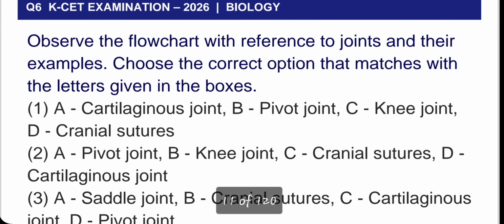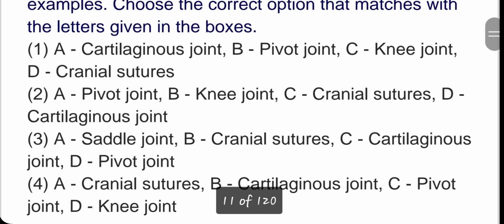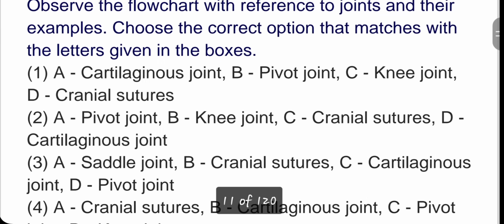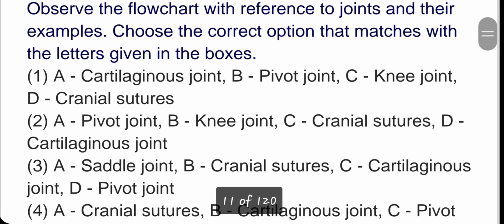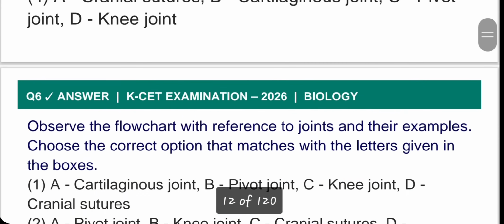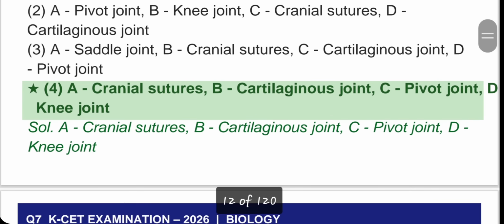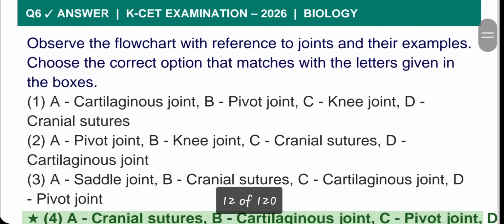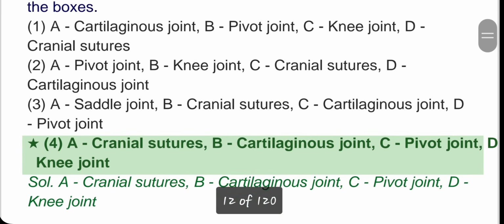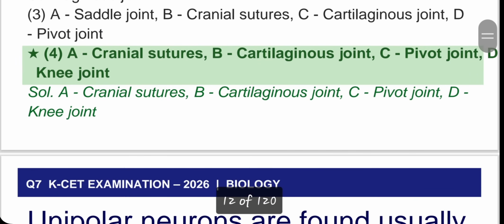Observe the flow chart with reference to joints and their examples. Choose the correct option that matches with the letters given in the boxes. So there are different types of joints, and we have to observe the correct match. So the answer is A, cranial sutures, B, cartilaginous joint, C, pivot joint, D, knee joint.